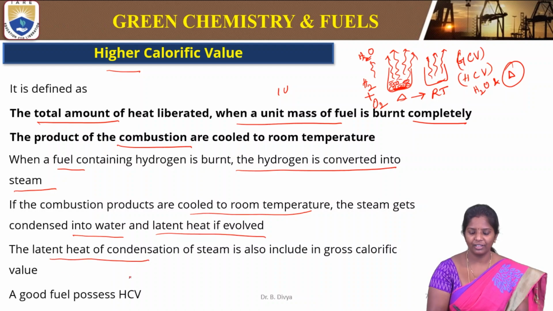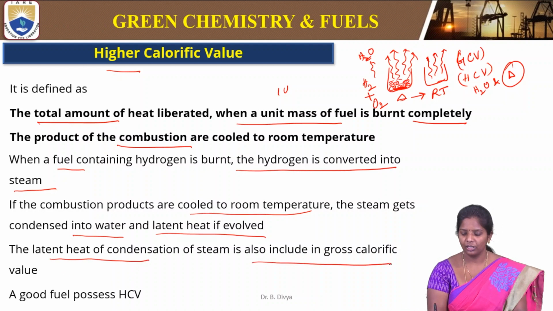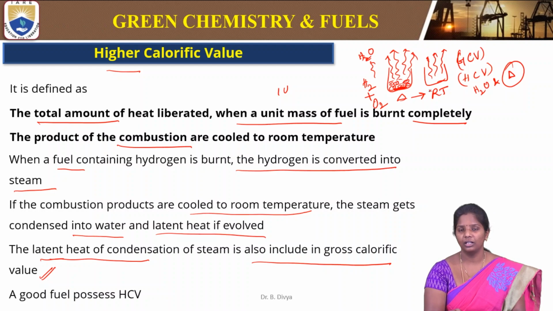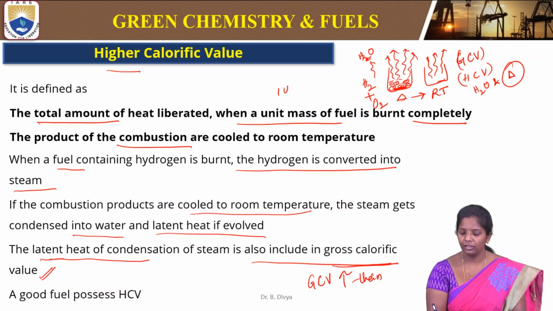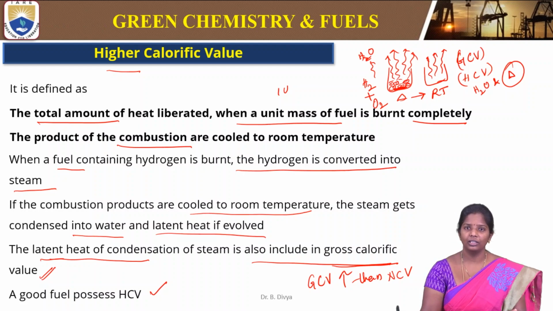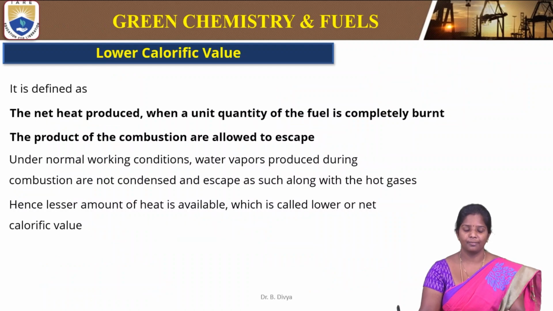So the latent heat of condensation of steam is also included in the gross calorific value. So this heat, the latent heat of condensation from this product to this product, there is also heat that is coming out. So that is also included in the gross calorific value. That is why the gross calorific value is always higher. GCV is always higher than net calorific value. So a good fuel possesses higher calorific value. Definitely it should have higher calorific value, only then we can apply it for different applications.